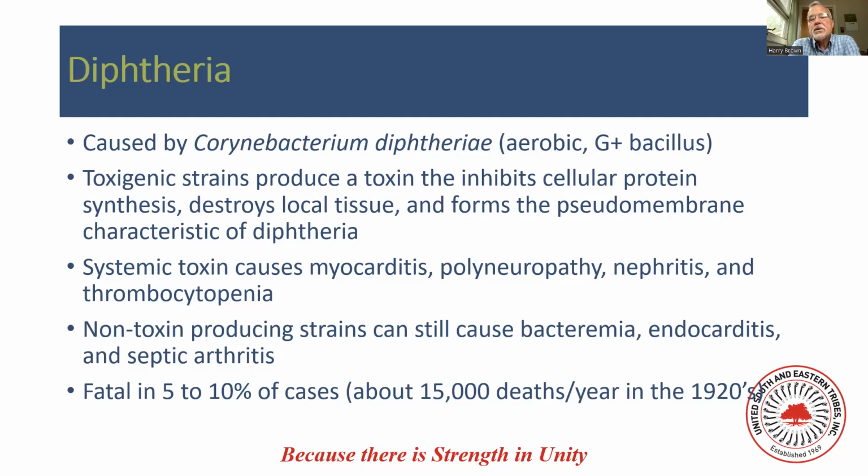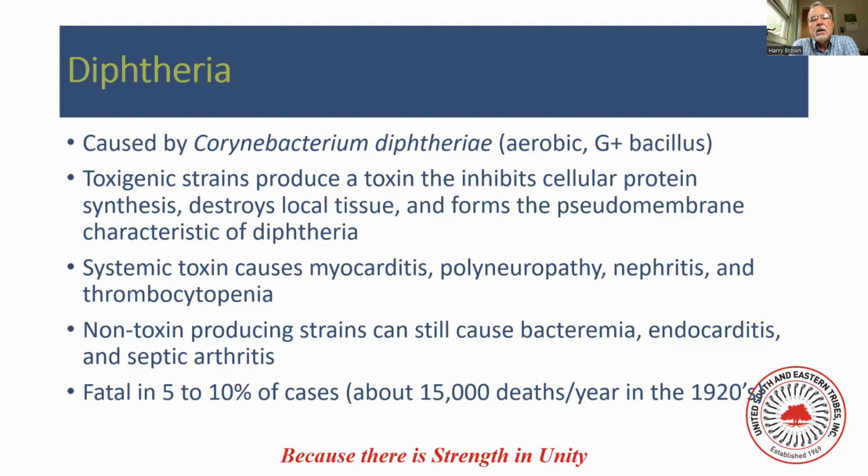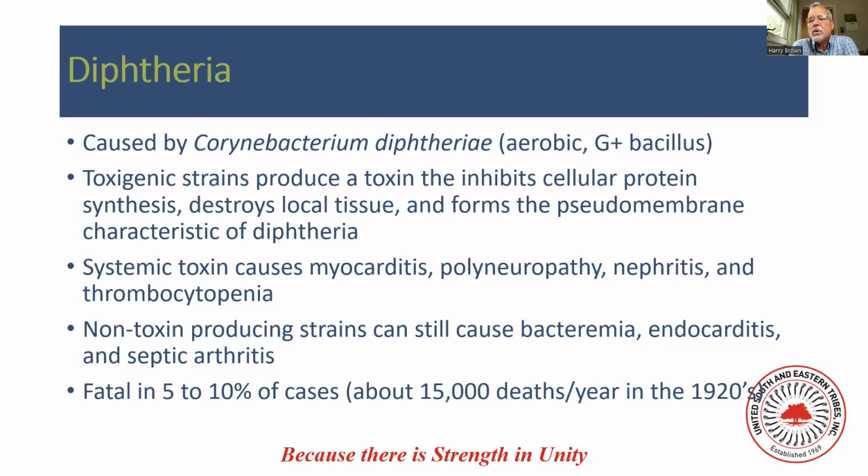The organism that causes it is an aerobic gram-positive bacillus called Corynebacterium diphtheriae. Some of these strains produce a toxin that inhibits cell synthesis and causes local tissue destruction. And it forms this thing called a pseudomembrane that is characteristic of diphtheria. I'll show you a picture of that on the next slide. But you can also get a bunch of other complications from it. And the non-toxin producing strains can still make people sick.